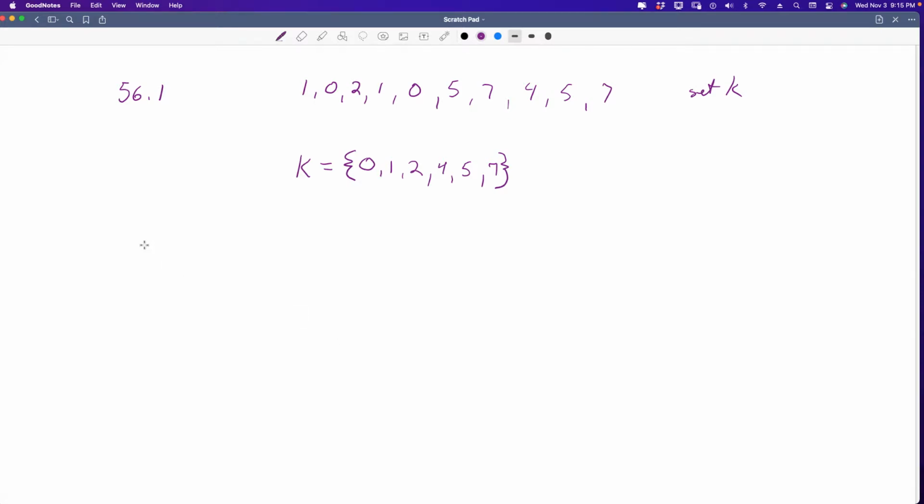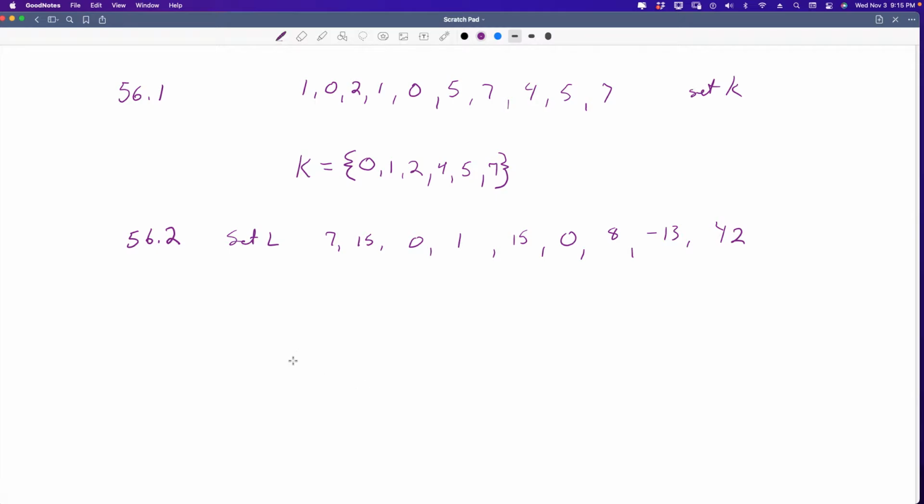Easy peasy. Let's do 56.2. We have these numbers in set L. Set L has 7, 15, 0, 1, 15, 0, 8, negative 13, and 42.